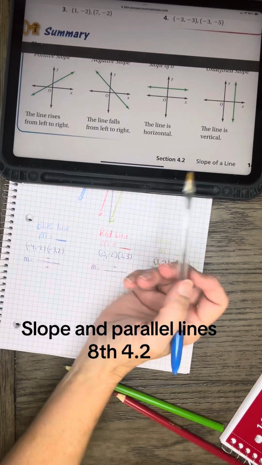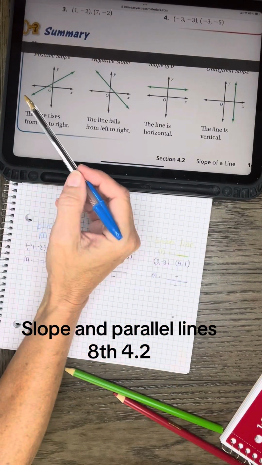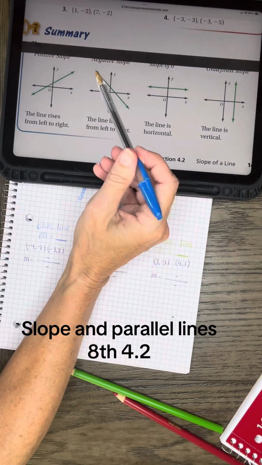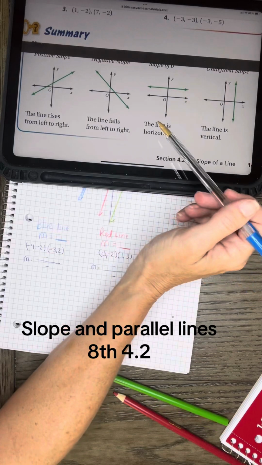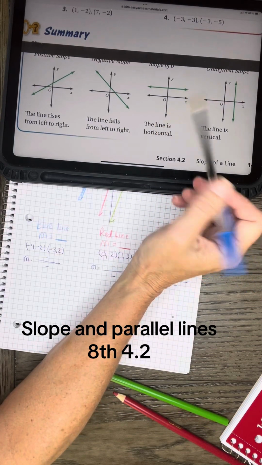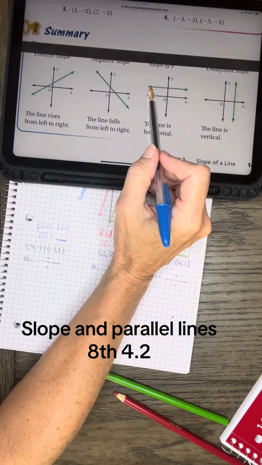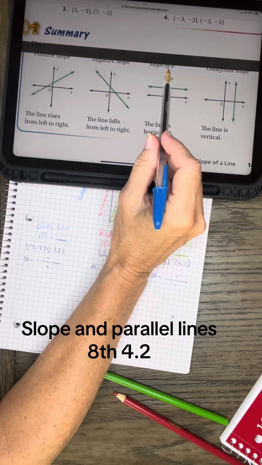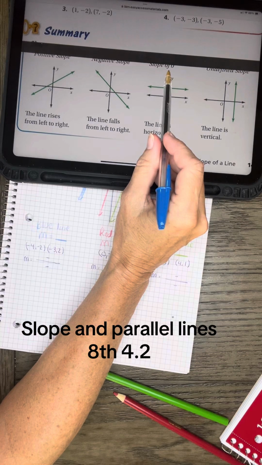Let's talk some more about slopes. Remember that a positive slope will go up from left to right. A negative slope will go down from left to right. A line that's horizontal is where the y is equal, and if it's a horizontal line, we're going to say the slope is 0. It's running, but it is not rising.